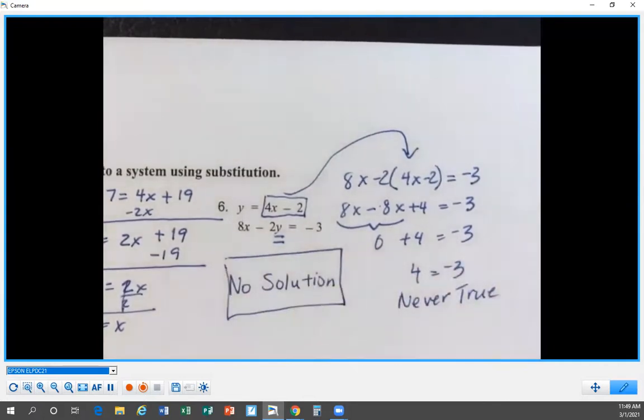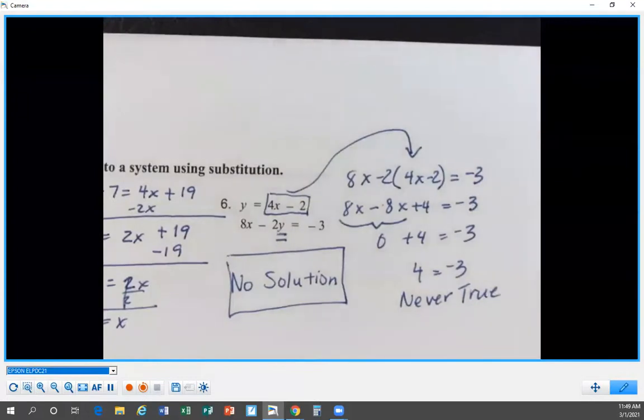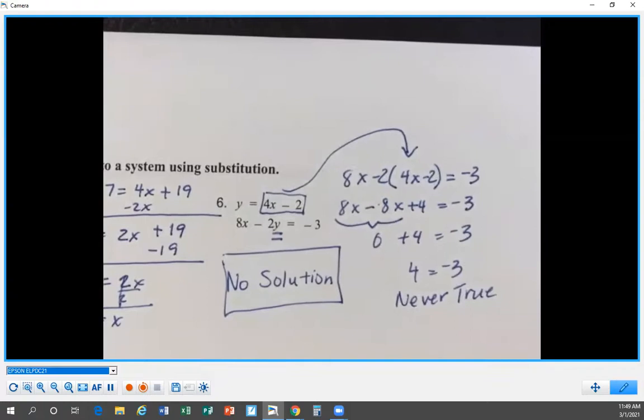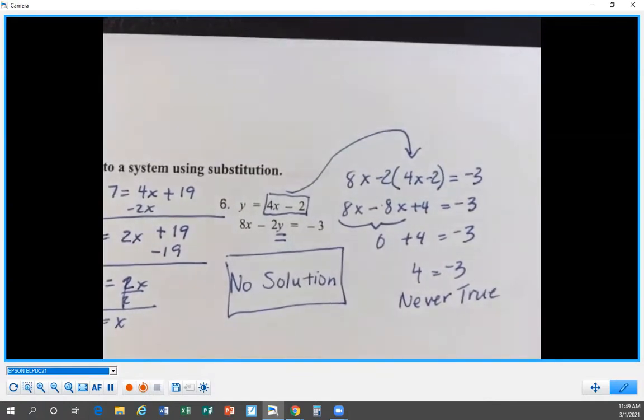And if you aren't sure about that, what can you do? You can rewrite them so they are in slope-intercept form, compare their slopes. Their slopes will be the same. Their y-intercepts will be different because they're parallel lines.